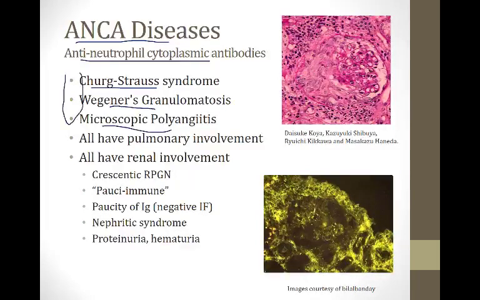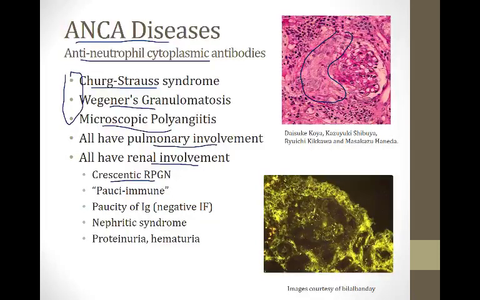All 3 of these disorders have some element of pulmonary involvement, and they all cause the same renal problem, and that is crescentic rapidly progressive glomerulonephritis, or crescentic RPGN, which I discuss in more detail in the renal section in the video on glomerulonephritis. But by way of review, in crescentic RPGN, crescents form in the glomeruli. This is an example of one here, and that's what you see on a biopsy of the kidneys.